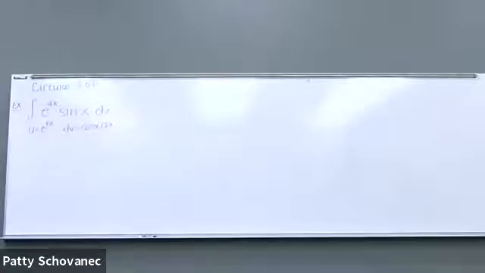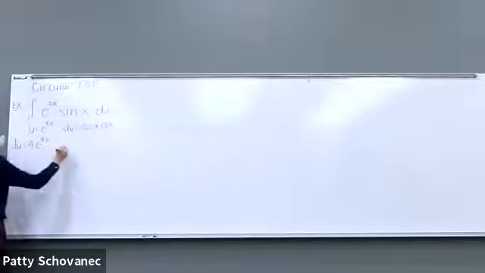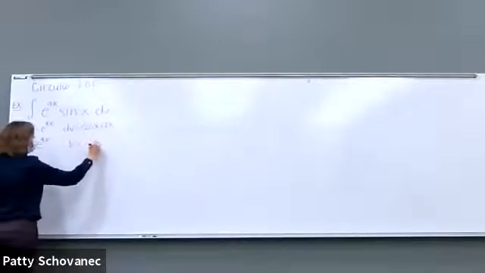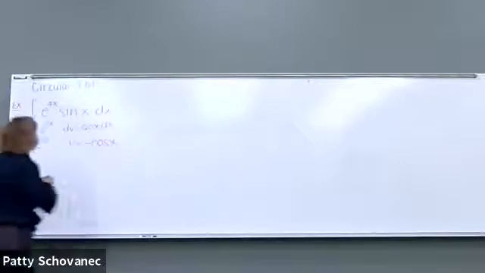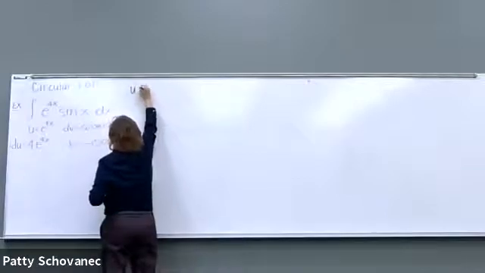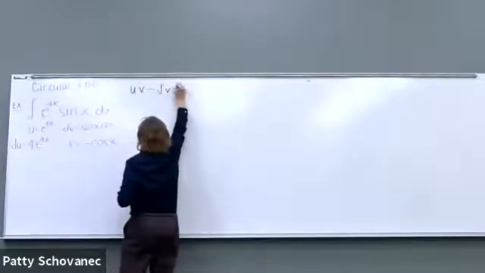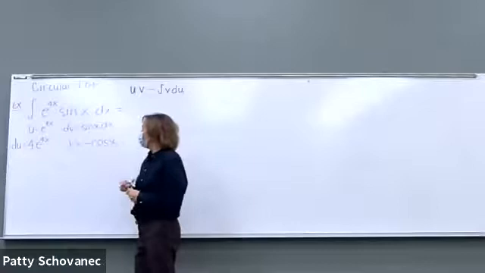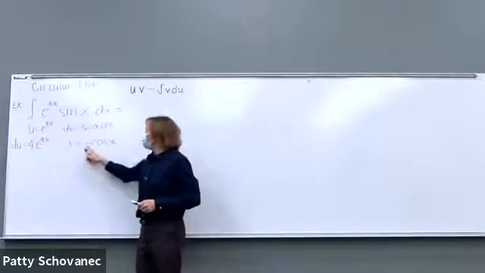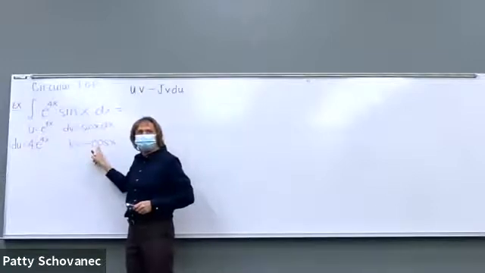Then we take the derivative of the u term. The derivative of e to the 4x is itself times the derivative of the power. So I'm going to get a 4 right here. Then the antiderivative of the sine of x is minus the cosine of x. So up here we put u times v minus the integral of v du. So in our example, u times v is going to be a minus e to the 4x cosine of x.